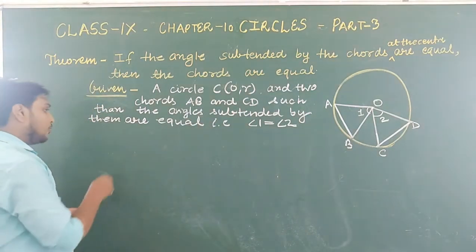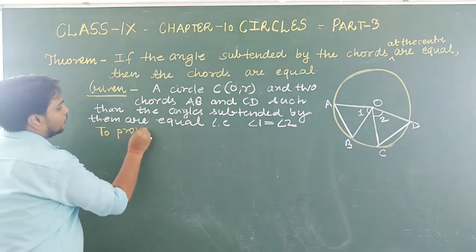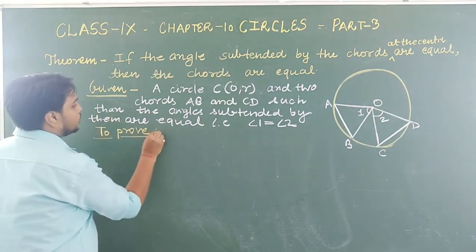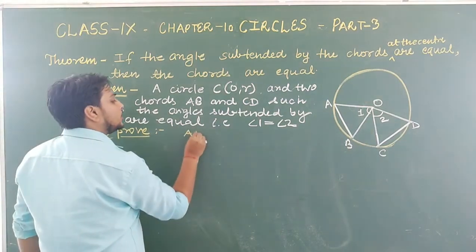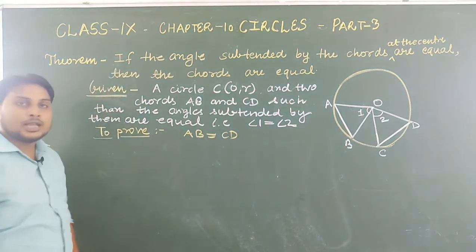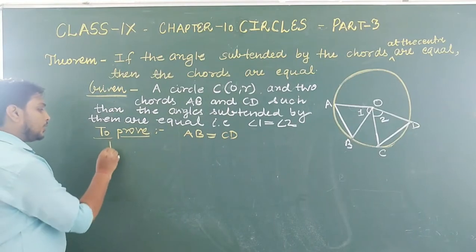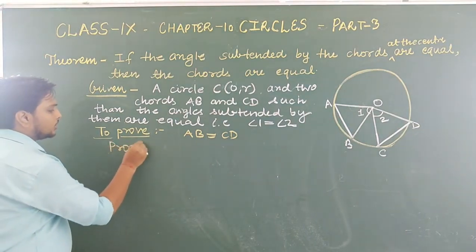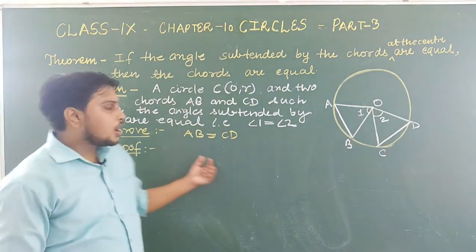So students, what will we write in the to prove part? Here we have to prove that the length of the chords are equal, means AB is equal to CD. This we have to prove. Okay, how will we prove it, students? No need to write construction here.